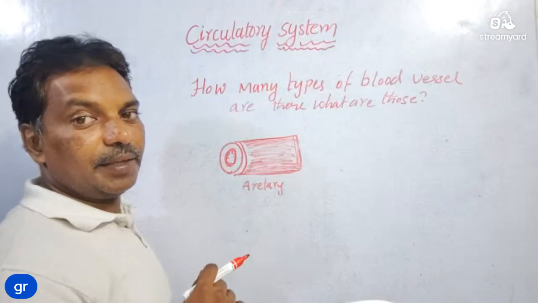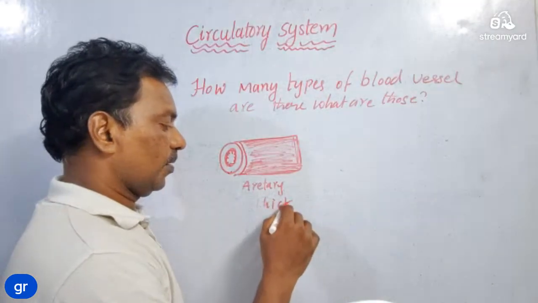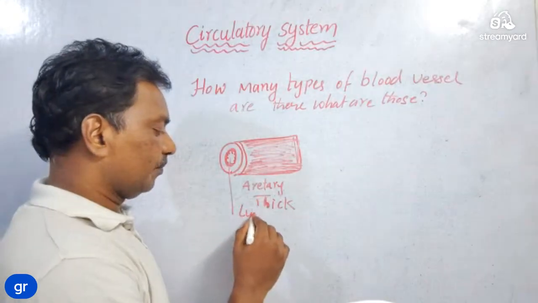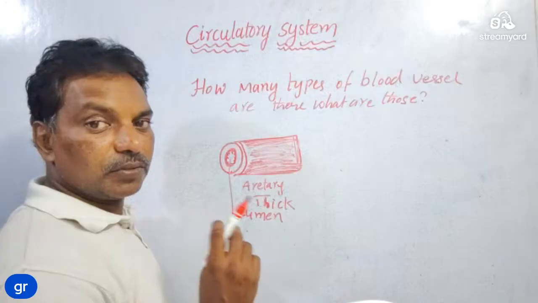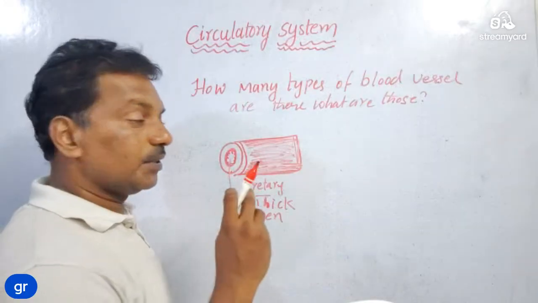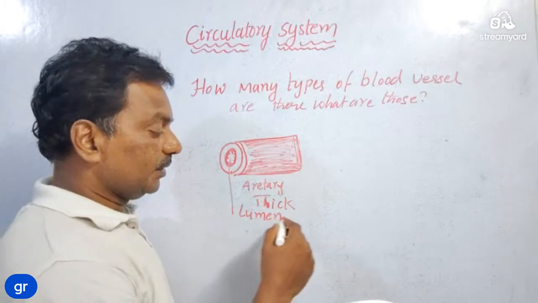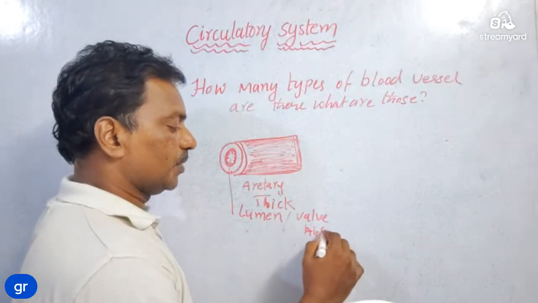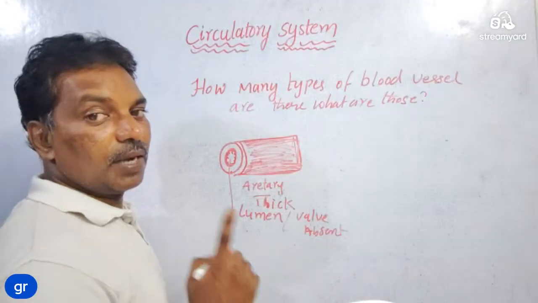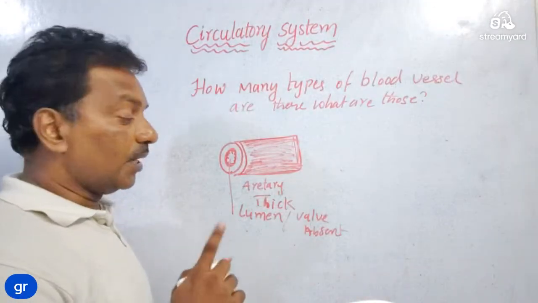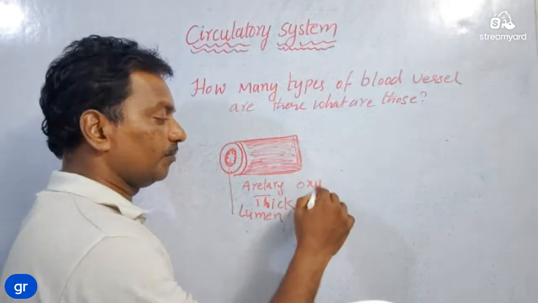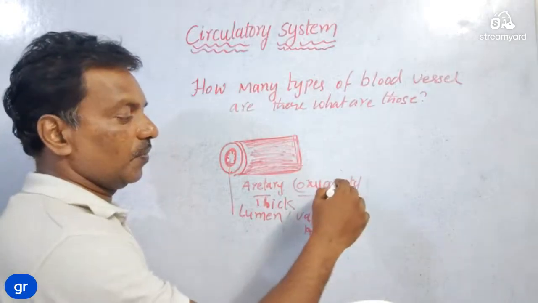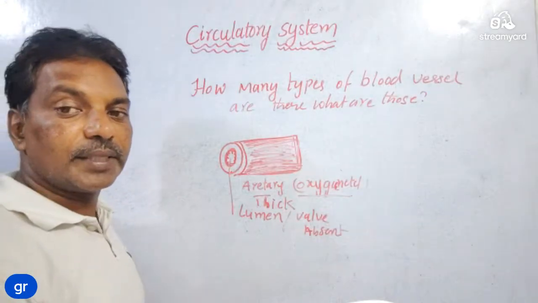So this artery is thick. And the lumen, this is called the lumen, is small, because it carries the blood with force. In this, valves are absent. The artery is thick, valves are absent. Arteries carry oxygenated blood.